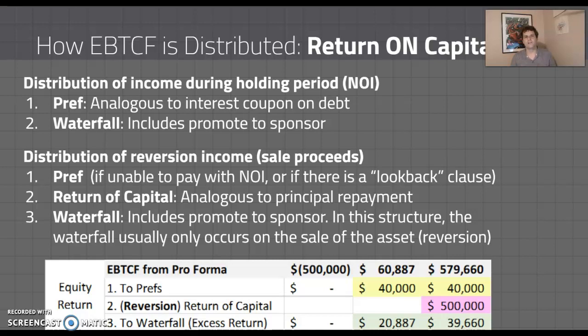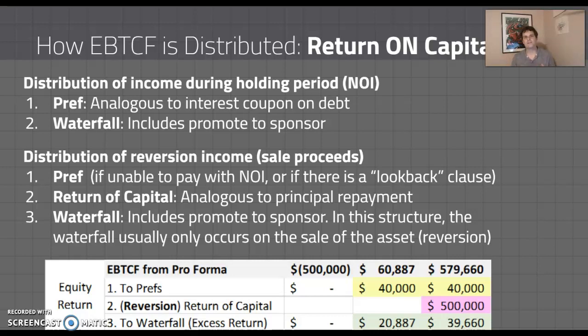So let's focus on this priority system. Notice that we have two sets of rules here. We have a set of rules associated with distributing income during the holding period. So we would call this an interim period, not the purchase period, not the sale period, where we receive regular income from our investment. Notice there's only two steps. One, we pay the pref, and if there's money left over, our second step is to have the money trickle through in our equity waterfall.